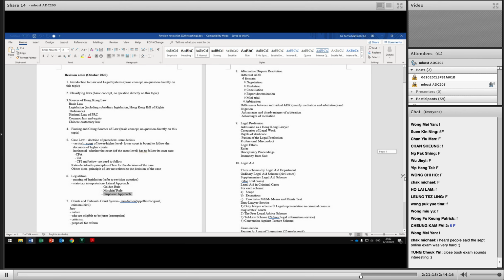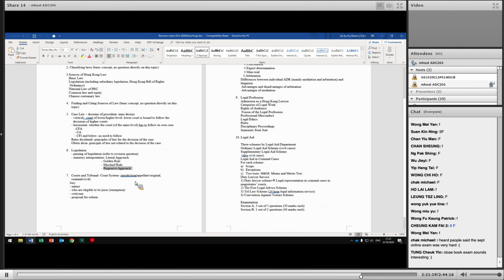The next one is the court system, courts and tribunals. You have to know the jurisdiction. For jurisdiction, we have two classifications. The first one is appellate and original. Appellate means the jurisdiction to hear appeals. Original means the jurisdiction to hear the case. Also, it's divided into criminal jurisdiction and civil jurisdiction. Some courts have both criminal and civil jurisdiction, like the District Court. From the District Court and above, all courts have both criminal and civil jurisdiction. But some lower courts, like the Small Claims Tribunal, only have civil jurisdiction. For the Magistrates' Court, they only have criminal jurisdiction.